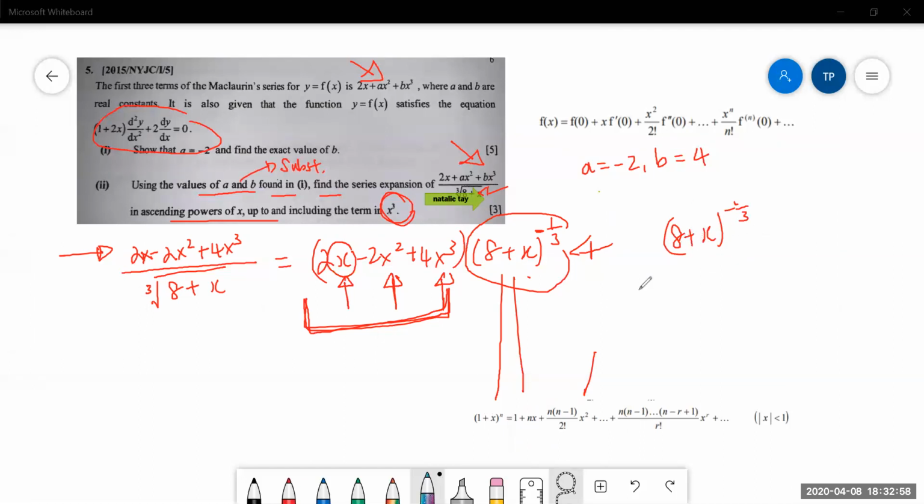Because why? We need to take out 8. This term here has to be 1. Can you see what I'm circling? Yeah. This term here has to be 1, so you have got to take out 8. So you have 1 plus x over 8 to the power of minus 1/3. Minus 1/3. Yeah. Okay. Then from here you can expand this.